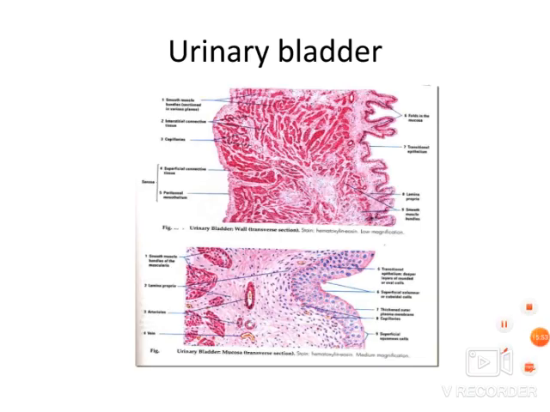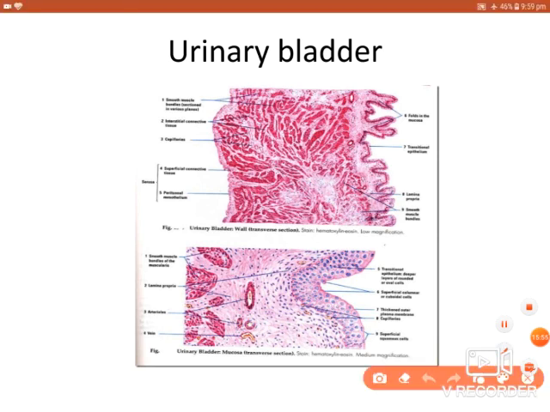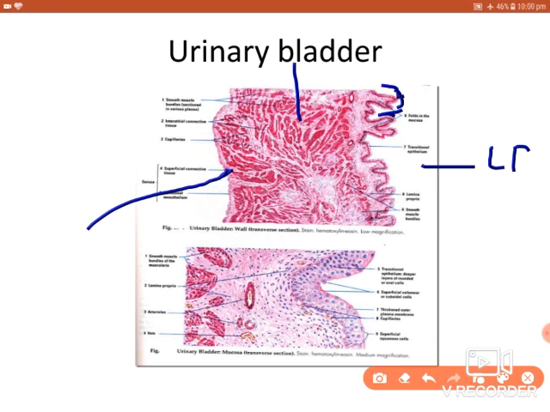Then here you can see the structure of the urinary bladder. When we take a section of the urinary bladder, in this first one, this is the low-power view. This is the mucosa, then outer to it the muscle layer, then outermost the serosa or adventitia. Here you can see the serosa. The mucosa shows folds.